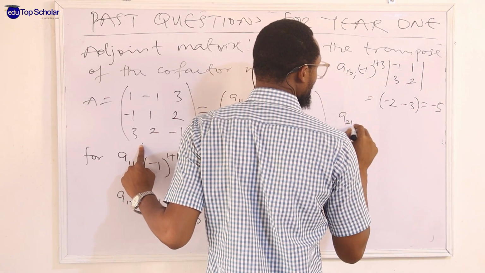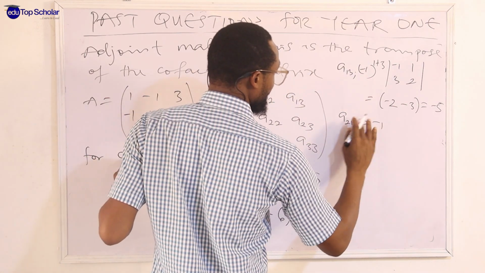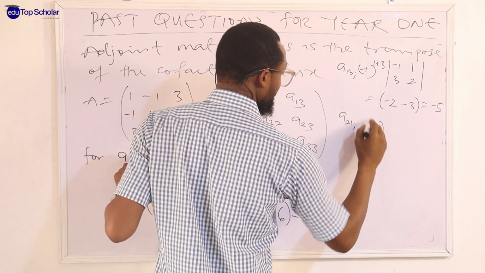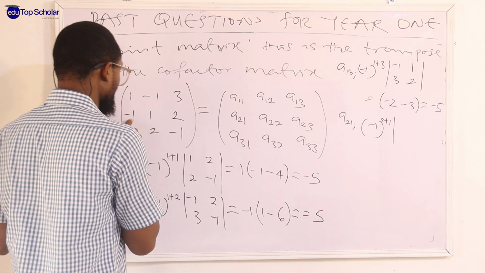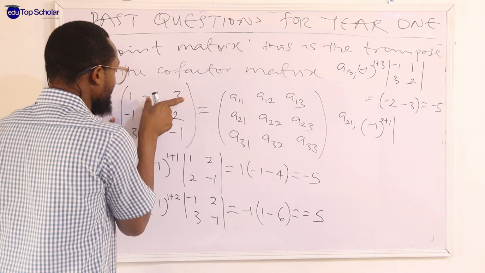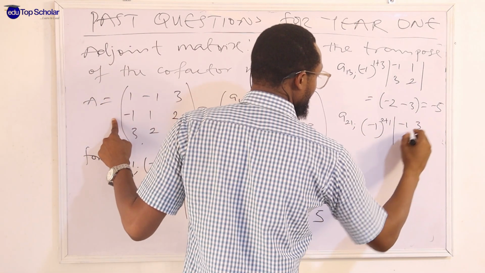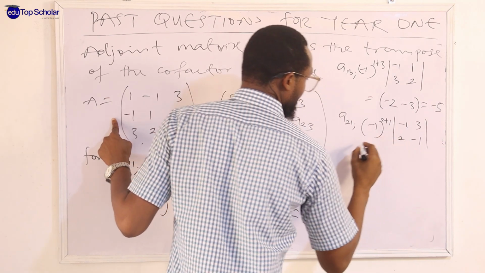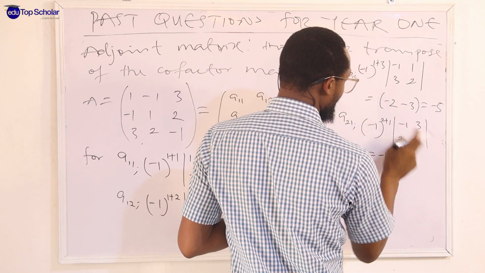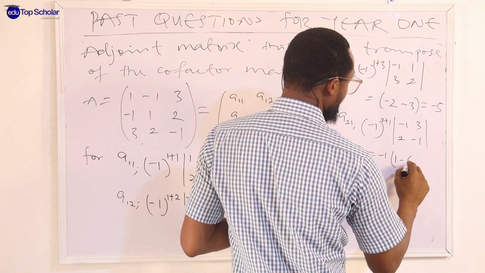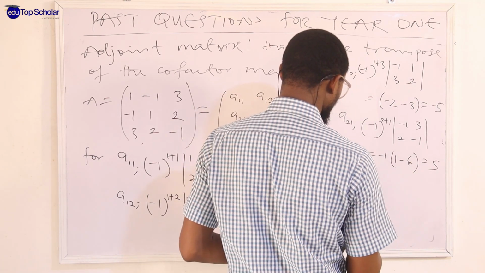And for A21, we have minus 1 raised to power 2 plus 1 multiplied by, this is A21 now. We delete this and this. We are left with the 2 by 2 matrix, minus 1, 3, 2, minus 1. And this will give us minus 1 multiplied by 1 minus 6. This is also minus 5. By this we have 5.